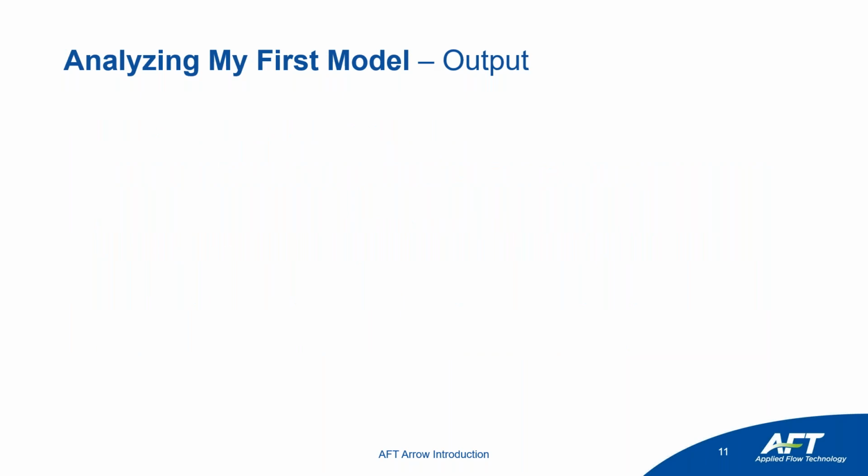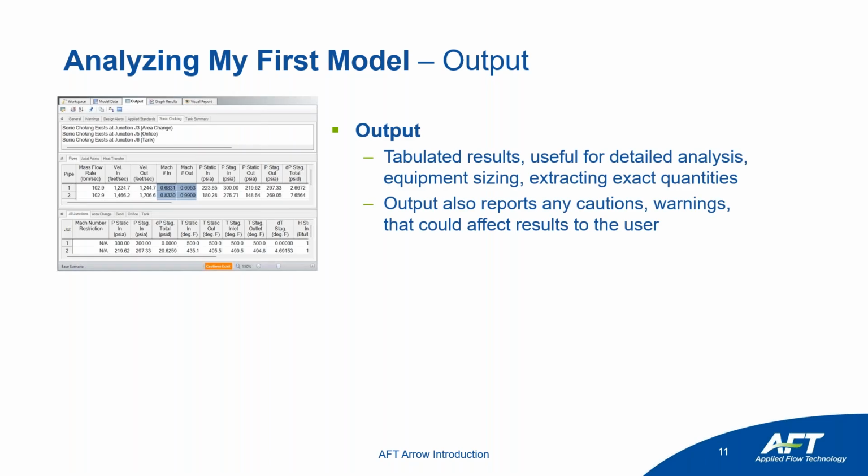So we've done everything to build our first model. Now we can run our model and perform our analysis, and we'll start by reviewing our output, which is tabulated information. It's useful if we need to pull a specific number or if we're sizing equipment and we need, again, exact parameters to bring to a manufacturer. And also output, it will indicate any warnings or cautions.